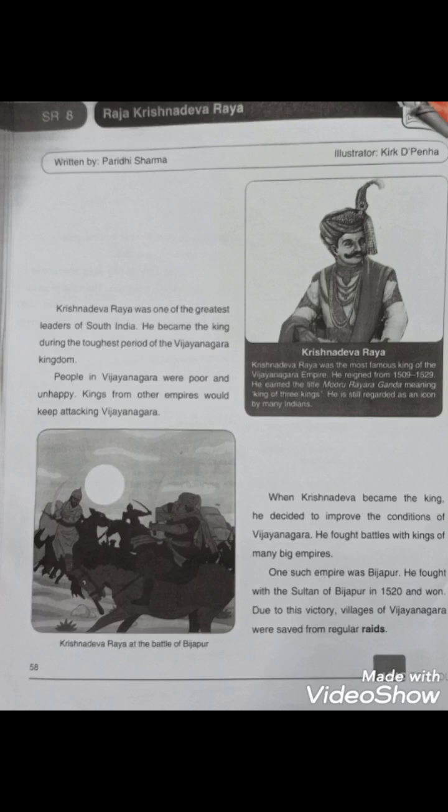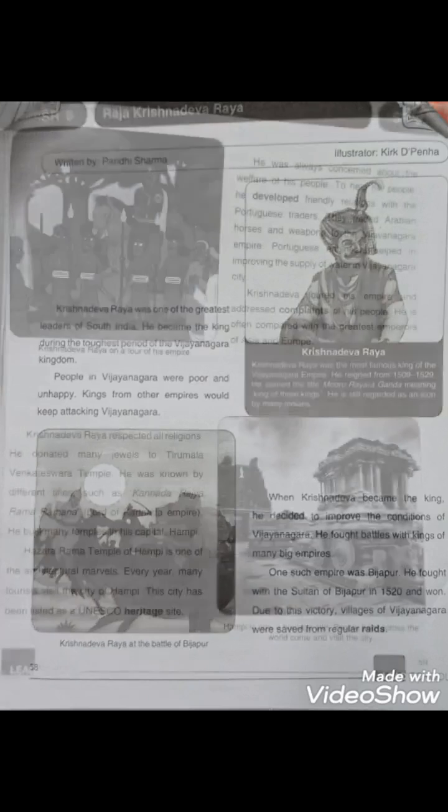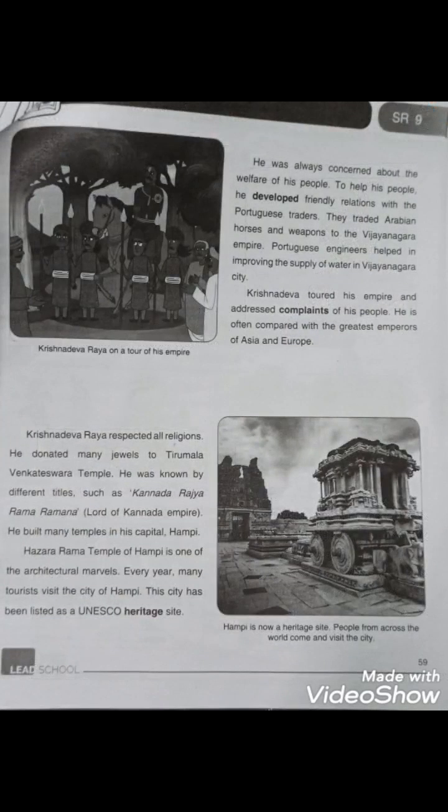One such empire was Bijapur. He fought with the Sultan of Bijapur in 1520 and won. Due to this victory, villages of Vijayanagara were saved from regular raids from the other kings. He was always concerned about the welfare of his people.